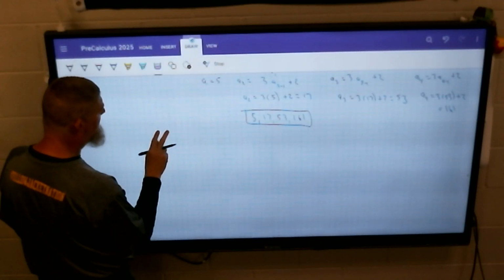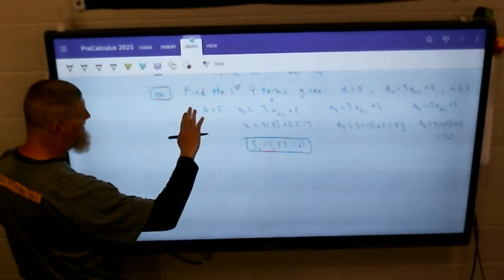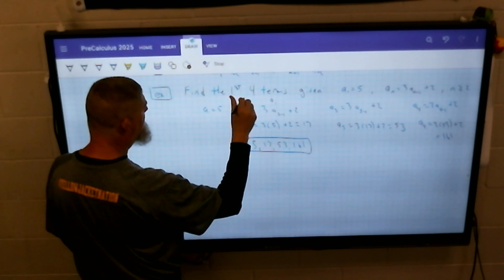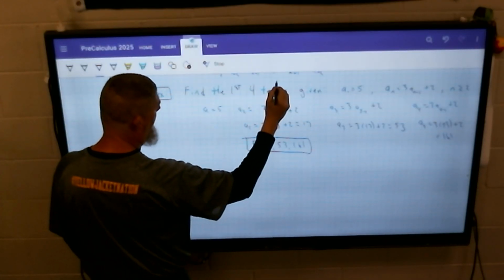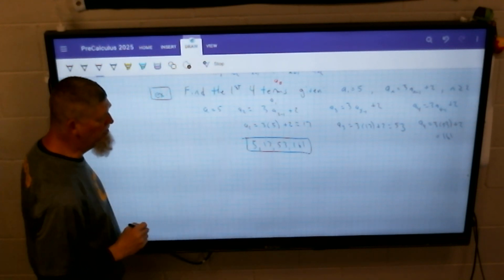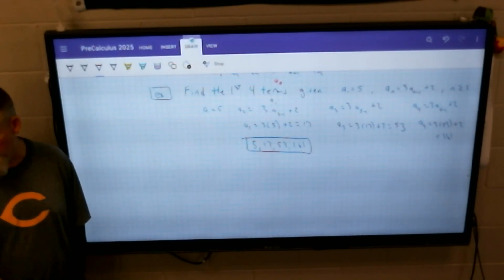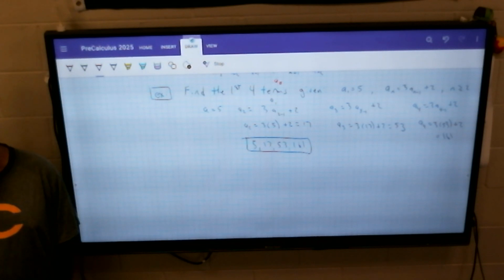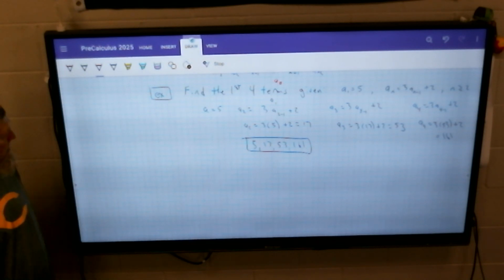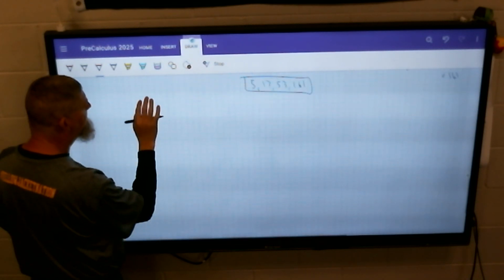By the way, what if I said, rather than find the first 4 terms, find A of seven. Or A of 5, make it a little simpler. What would you have to do? You have to find the first four, then find the fifth one, or find the first 6, and then find the 7. Yep. Alright, you try this one.